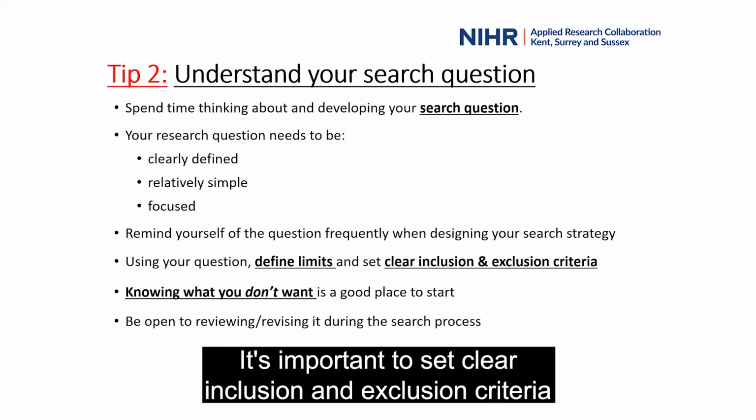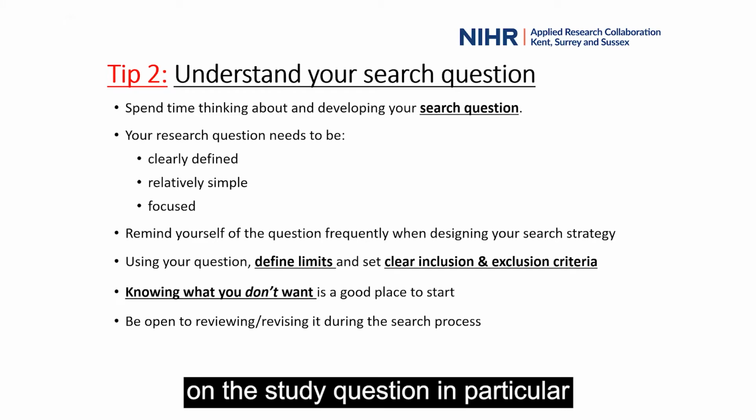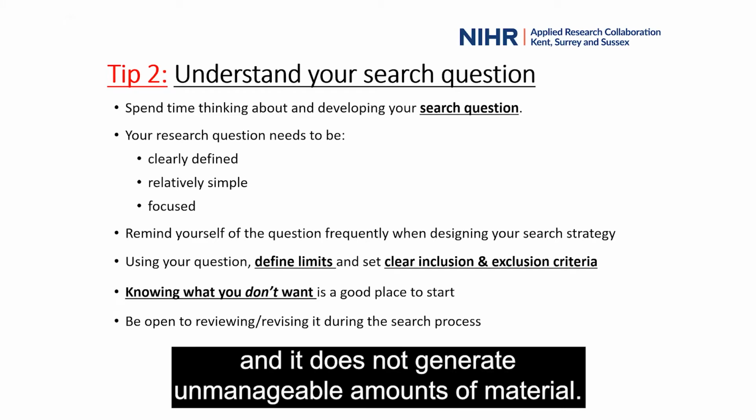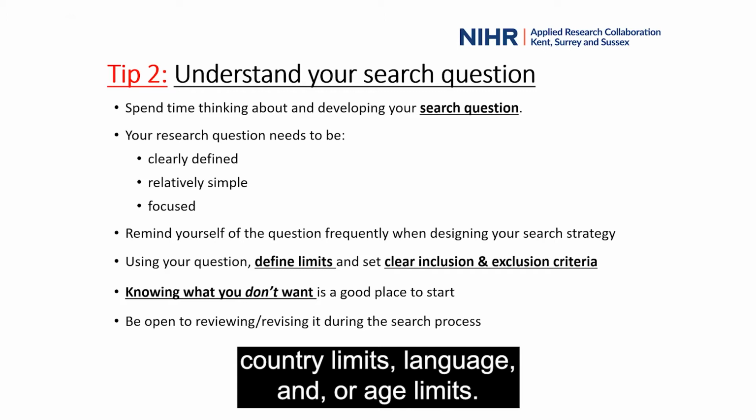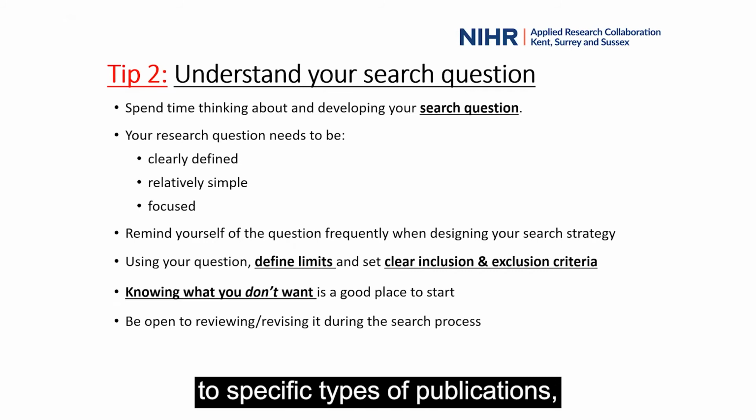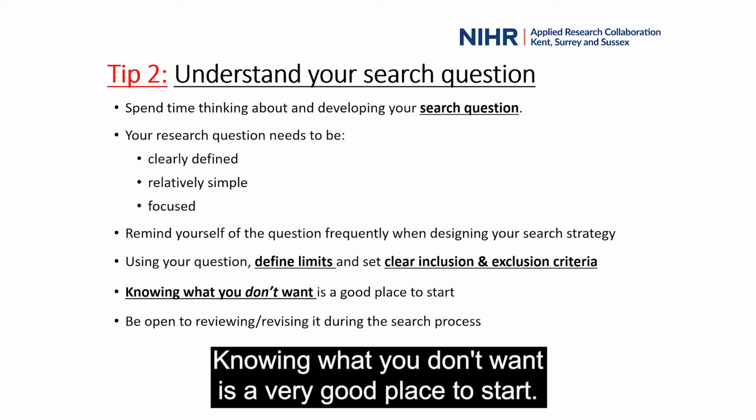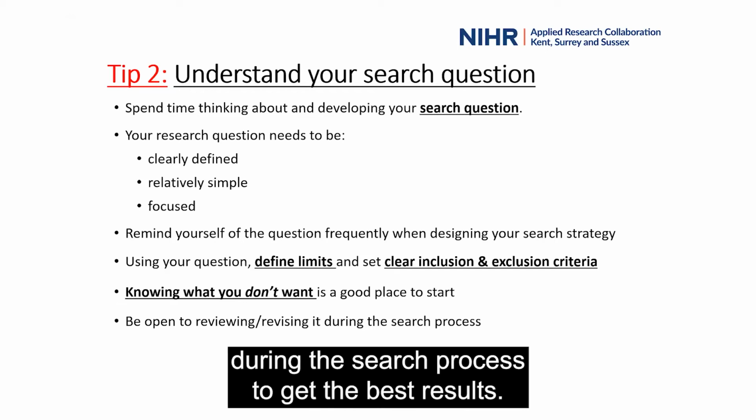It's important to set clear inclusion and exclusion criteria from the outset to ensure that your search is focused on the study question in particular and it does not generate unmanageable amounts of material. Limits might include dates, publication type, country limits, language, or age limits. Are you looking for everything or limiting your results to specific types of publications, such as peer-reviewed journals? Knowing what you don't want is a very good place to start, and ensure you are open to reviewing and revising during the search process to get the best results.